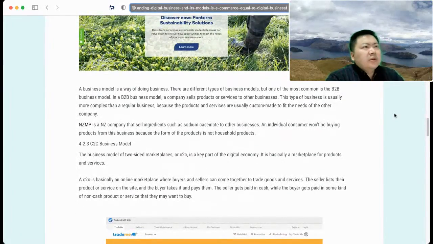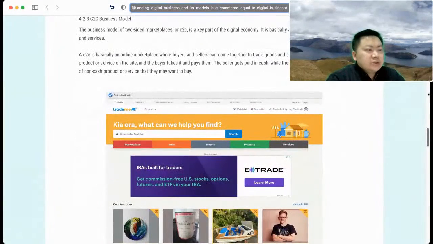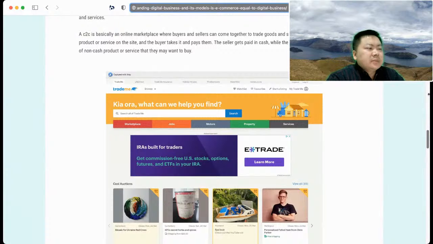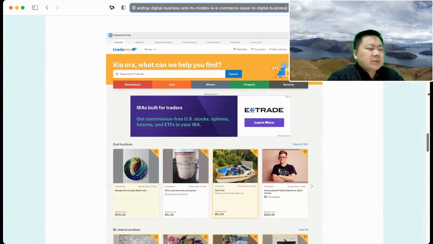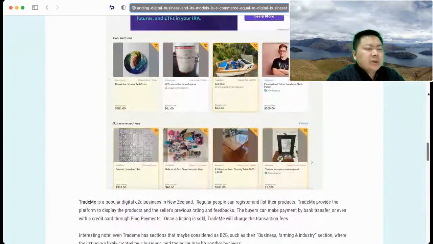The third most popular is the C2C business model. In C2C, there are two sides, customers, and in between them is the platform. In New Zealand, TradeMe is a popular C2C platform where you can list your products, secondhand items, or even a service to the general public, and the general public will be able to buy that product or purchase that service from you.